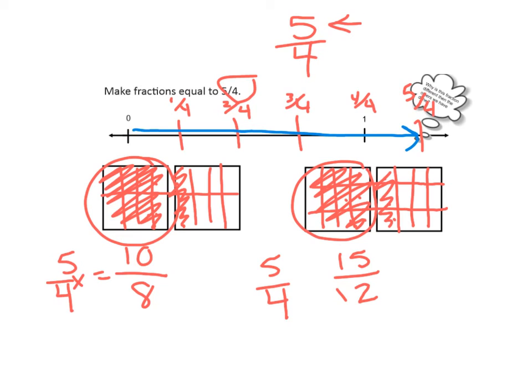Now let's check and see, what did we multiply? 5 times what gave us 10? Well, I know 5 times 2 is 10, so it's got to be 2 over 2. 5 times 2 is 10, 4 times 2 is 8. So I know that they're equivalent. 5 times what gives me 15? I know 5 times 3 is 15. And I have to do 3 over 3. 4 times 3 is 12.